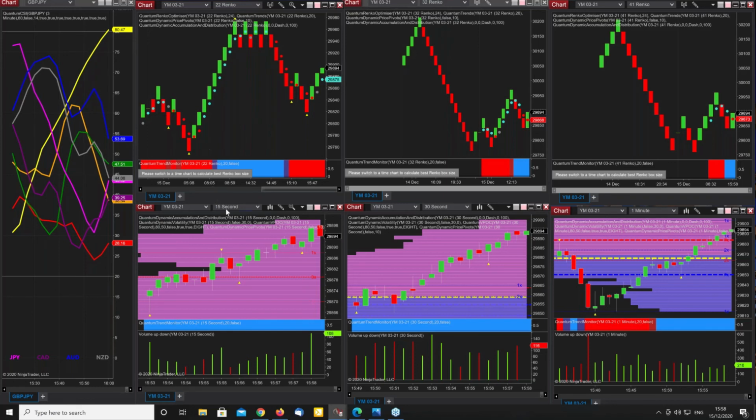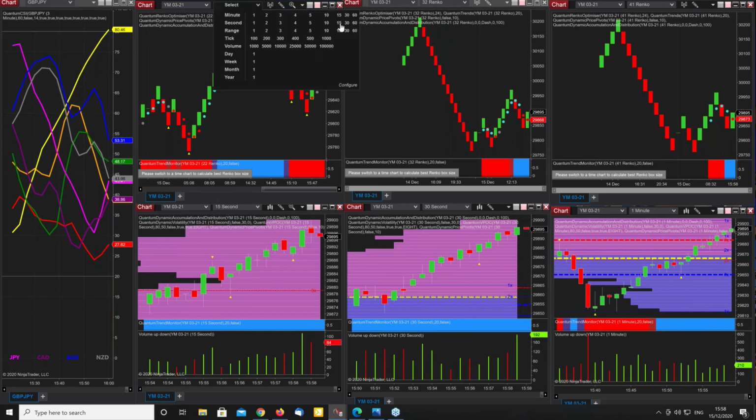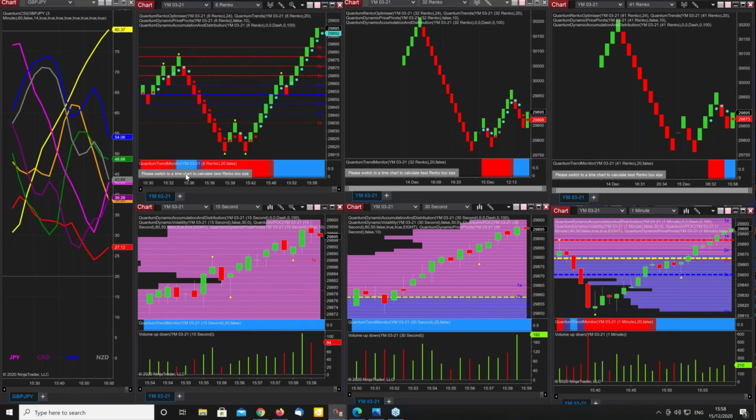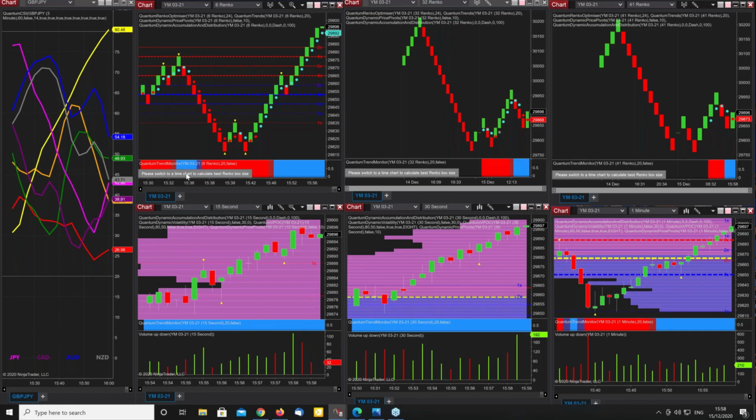Just going to set these up. This is on 15 seconds, so let's just change this to 15 seconds. There we go. So we click on that, and it tells us that the optimal setting for trading the YM at this precise moment is 6. In other words, 6 points. So we are now trading at the perfect setting for the YM on an intraday basis.